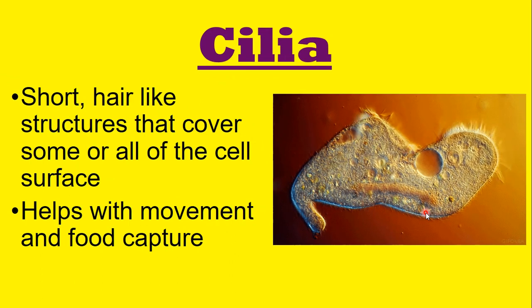The next one we have is cilia. These are short hair-like structures that cover some or all of the cell surface. So if you look at the GIF, you can follow my laser pointer. You can kind of see them here. There's your cilia. What it does, it helps it to capture food, and it also helps it move, or locomotion. This one and the next three we talk about are all about locomotion.